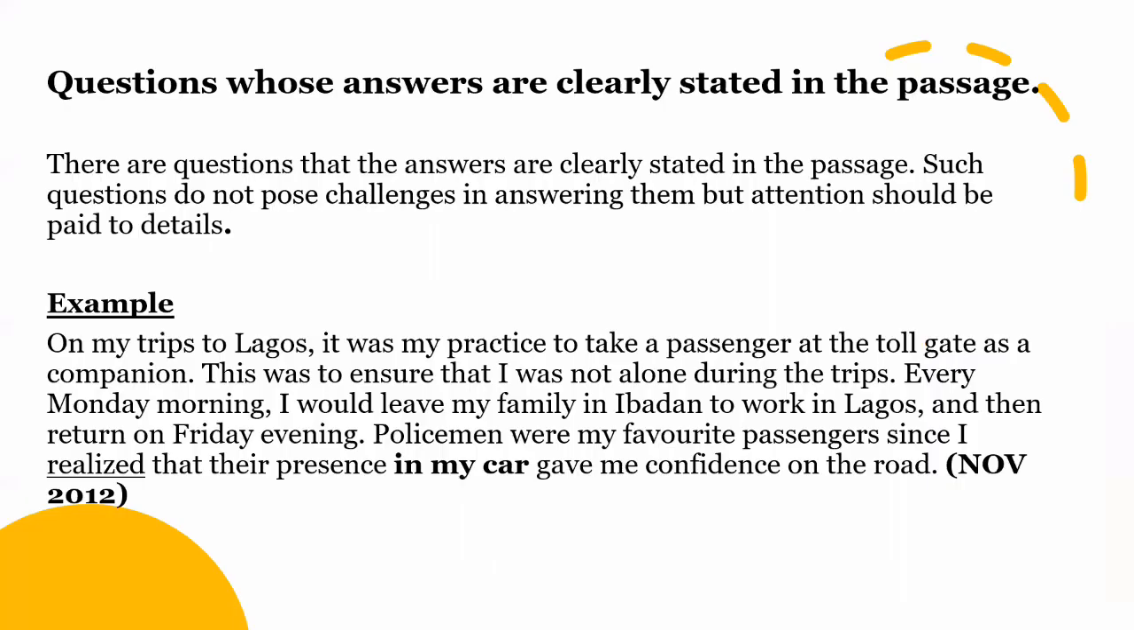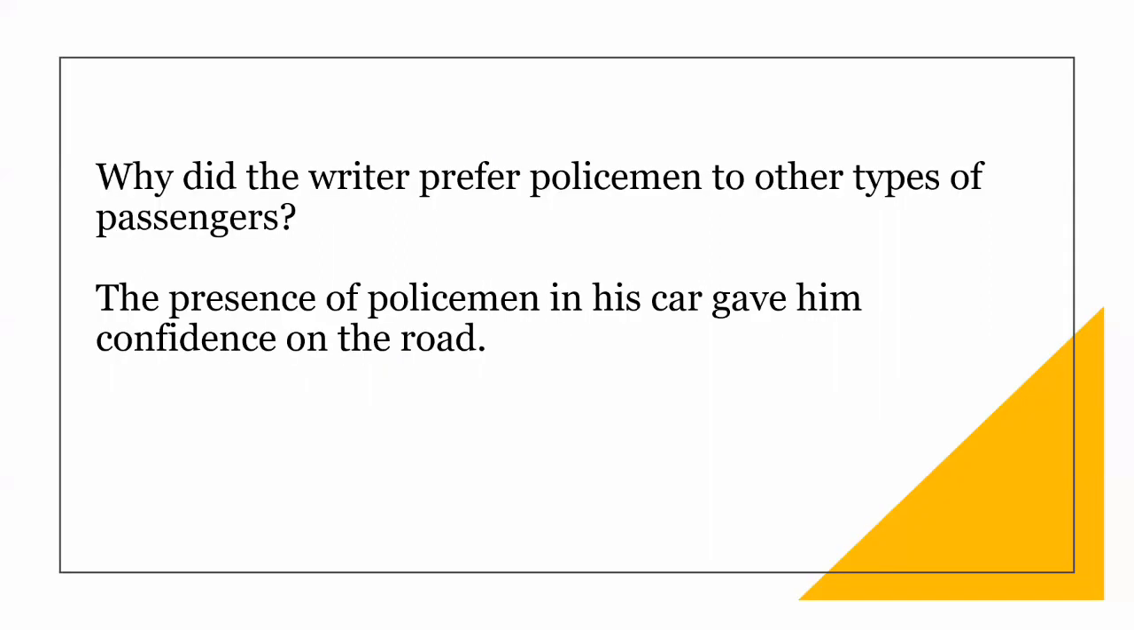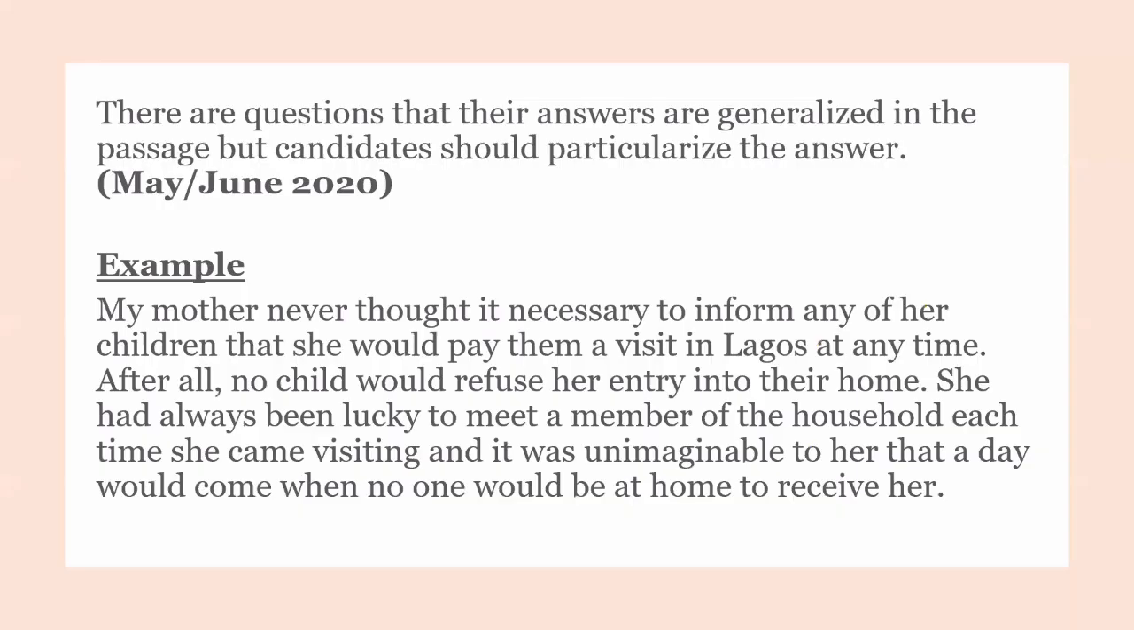When you go back to the passage, you will see their presence in my car. In my car is highlighted because this place is telling us that these policemen are the ones in his car and not the ones either on the street, at the bus stop, in the barrack, or any other place, but the policemen in his car. So when you are answering it, you must add in his car to make the answer correct. So the answer is the presence of policemen in his car gave him confidence on the road. If there is no in his car, the answer is wrong. So pay attention to details.